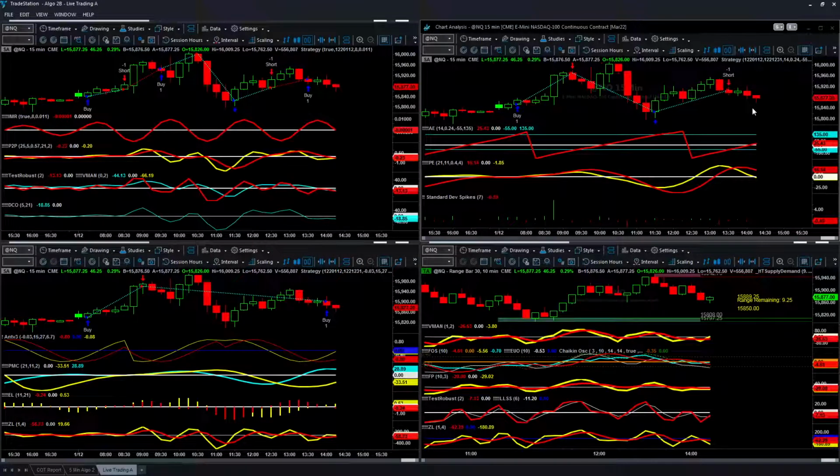Very choppy afternoon, I'll say that. Very, very choppy afternoon. Time is at 2:08.